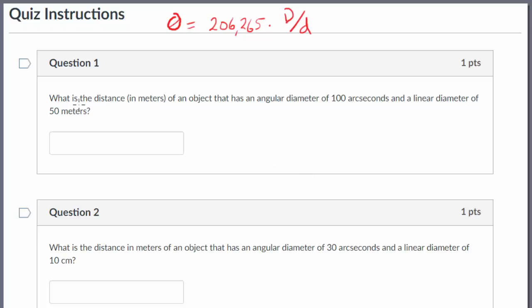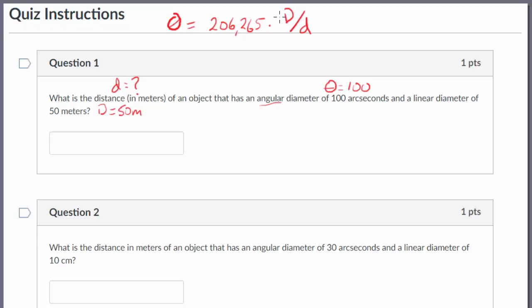So you'll see, I'll write that out and then you can use those equations to help you. So in this case it asks, what is the distance? So I'm going to try to solve for distance here. So let's write distance equals question mark. What is the distance of an object that has an angular diameter? Whenever you see angular, you know we're talking about angular size. So that's theta equals 100 arc seconds, and a linear diameter of 50 meters. So the diameter is capital D equals 50 meters. So these are the things we're given. We're given theta, we're given capital D, and we need to find lowercase d.